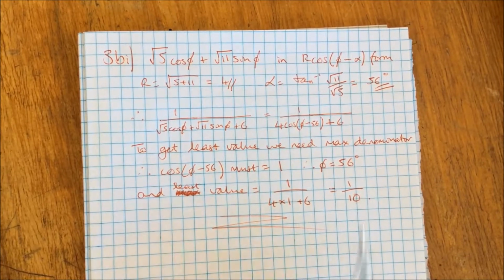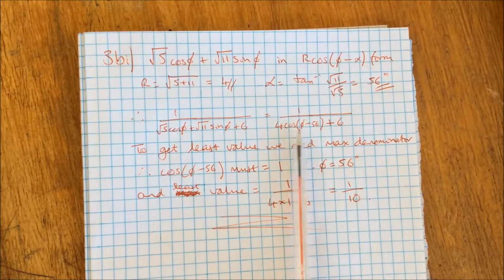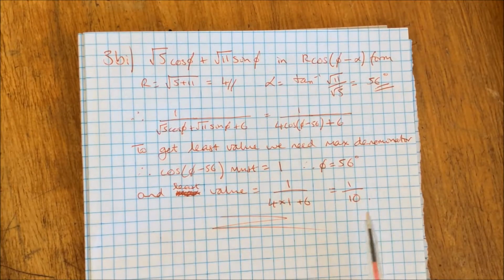That's the first part. And what would that least value be? Well, if the maximum of this is 1, 4 ones are 4, plus 6 is 10. So the least value is 1 over 10. For 6 marks, you've got to be happy with that.